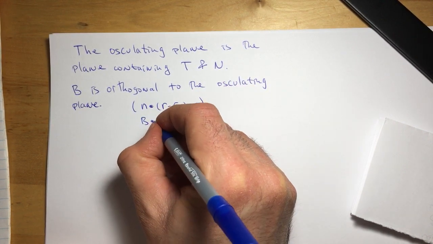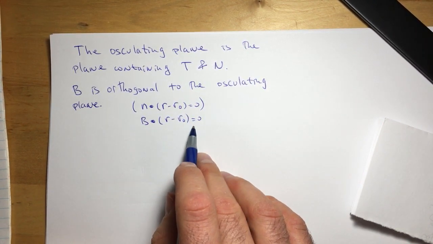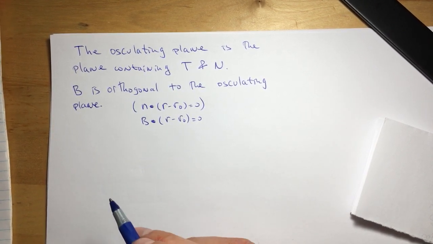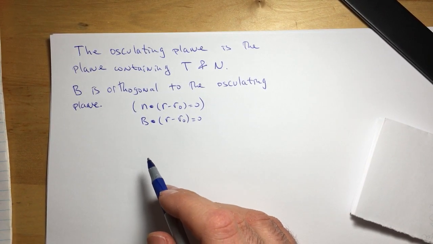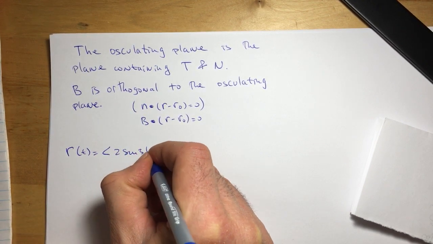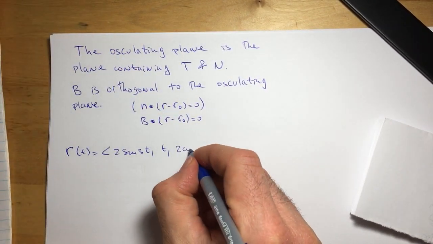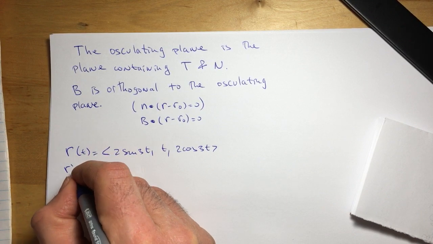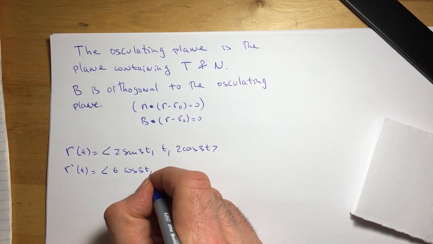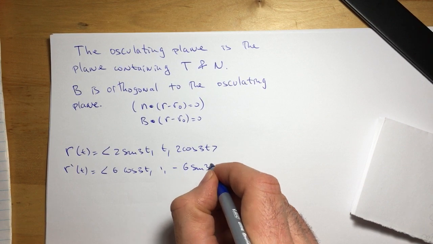This n is basically going to be B times r minus the point on the curve equals 0, the equation of the osculating plane. So let's find the osculating plane in the previous example. Let's recall one more time that r of t is equal to 2 sine of 3t, t, and 2 cosine of 3t. We found r prime, which is 6 cosine of 3t, 1, and negative 6 sine of 3t.